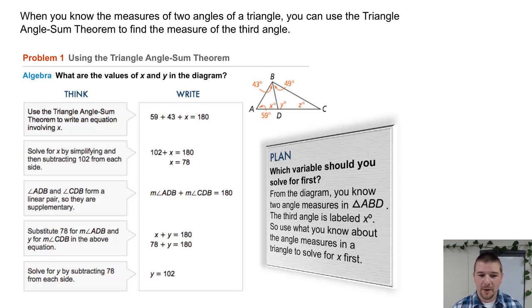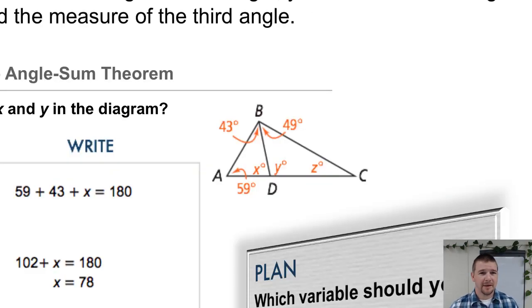When you know the measures of two angles of a triangle, you can use the triangle angle sum theorem to find the measure of the third side. So that leads us to problem 1, using the triangle angle sum theorem. The question asks, what are the values of x and y in the diagram? So if we zoom in on the diagram, remember we're asked to find the values of x and y.